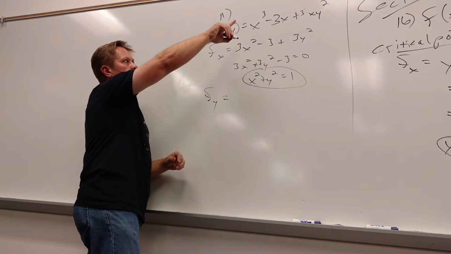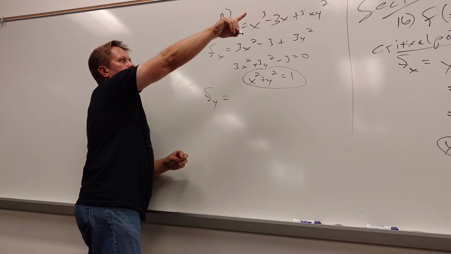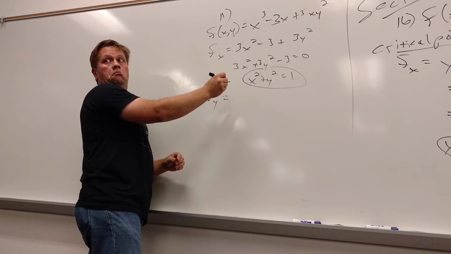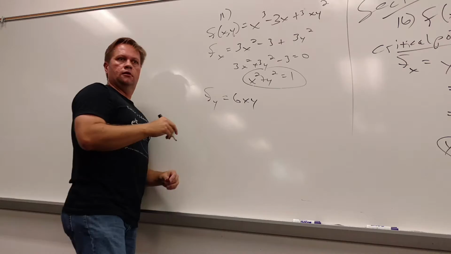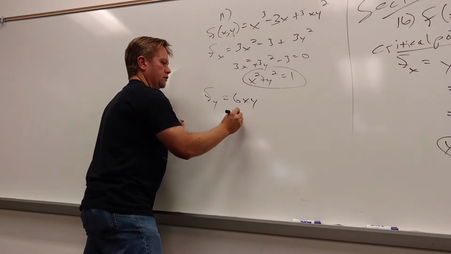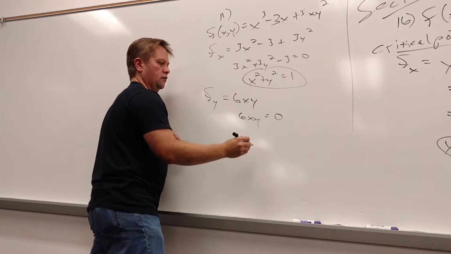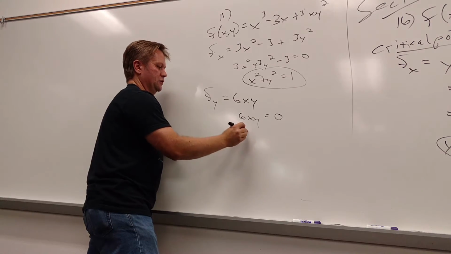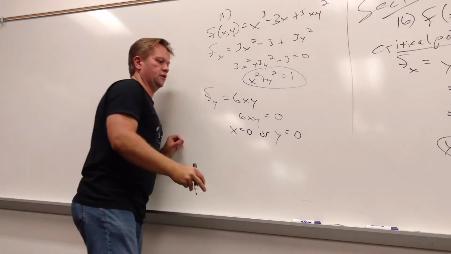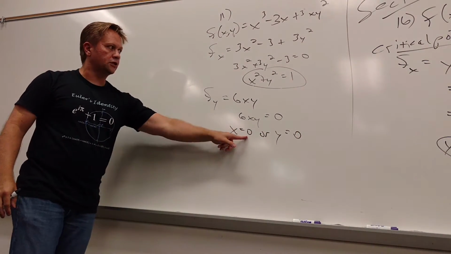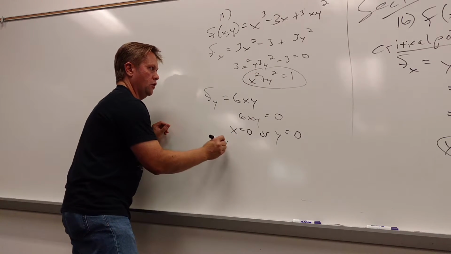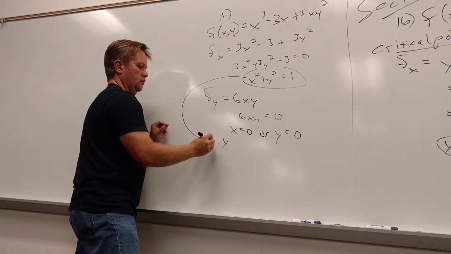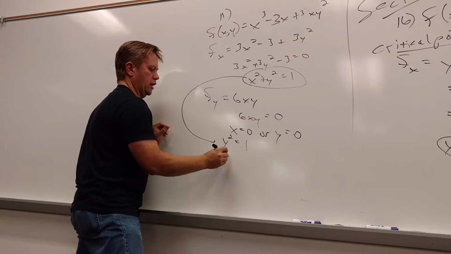fy is just going to be what? 6xy. And when is that equal to 0? If x equals 0 or y equals 0. So for x equal to 0, y is plus or minus 1, since y squared equals 1.